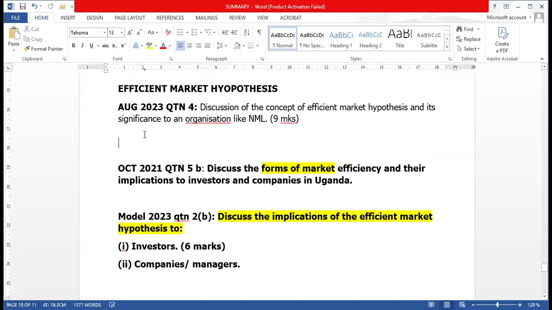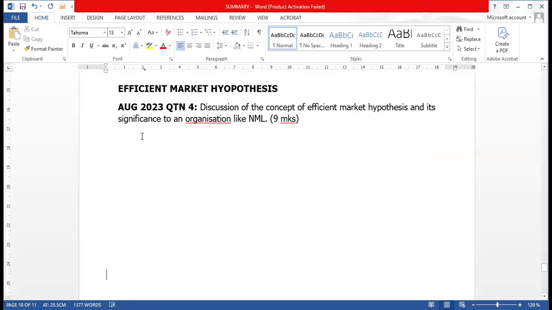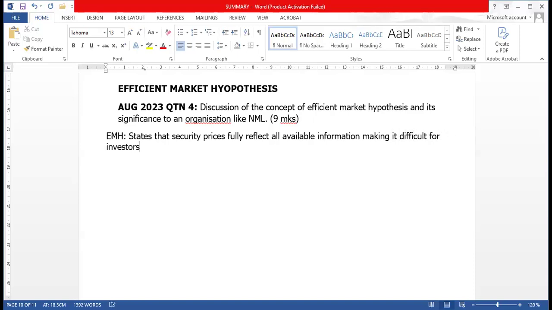So when you are looking at the efficient market hypothesis, it states that security prices fully reflect all available information, making it difficult for investors to consistently earn abnormal profits because they have the information.